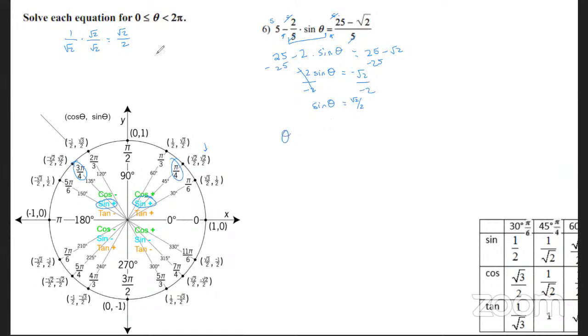So theta, we're looking for between 0 and 2 pi. That means I know these are off the list, because there's nothing in quadrant 3 or 4 that's usable to me, because sines are negative in those quadrants. So theta is going to equal pi over 4 and 3 pi over 4. And that fits within our 0 and our 2 pi.